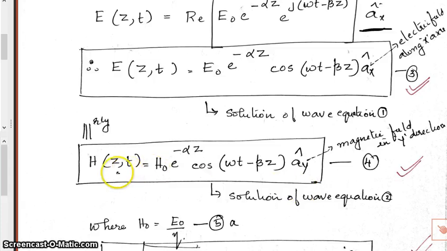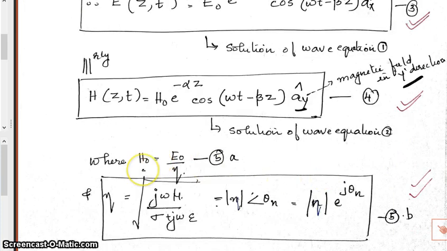And in terms of H, you can write the solution as H(z,t) = H0 e^(-αz) cos(ωt-βz) ay. Here it is ay because the magnetic field is along which axis? Y axis.